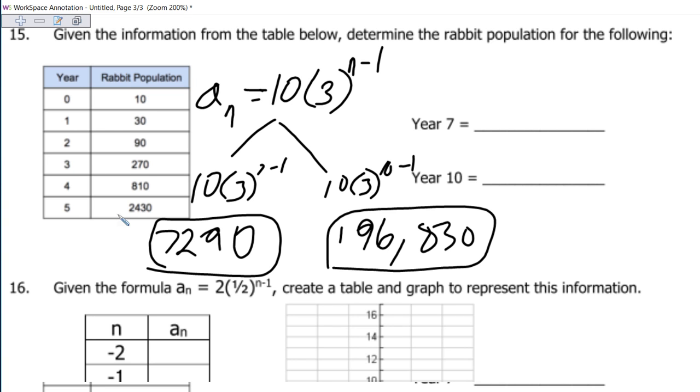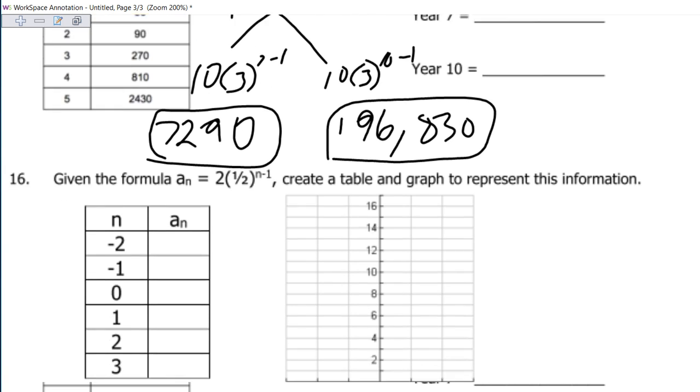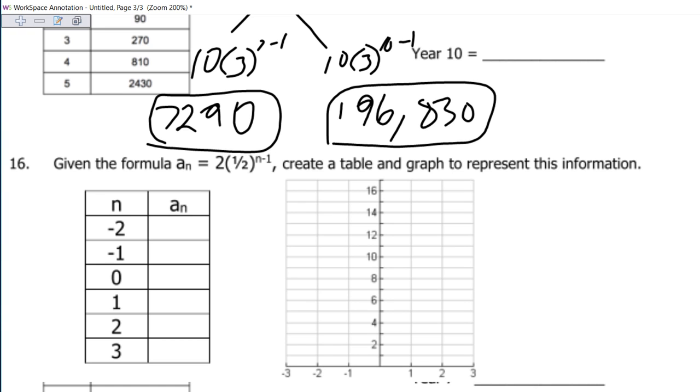Now, number 16. It gives us the formula: A sub n equals 2 times 1/2 raised to the n minus 1. Create a table and graph to represent this information. So, first off, it gives us n of -2. So we plug in a -2 in place of n. Whenever we do that, -2 minus 1 is -3.